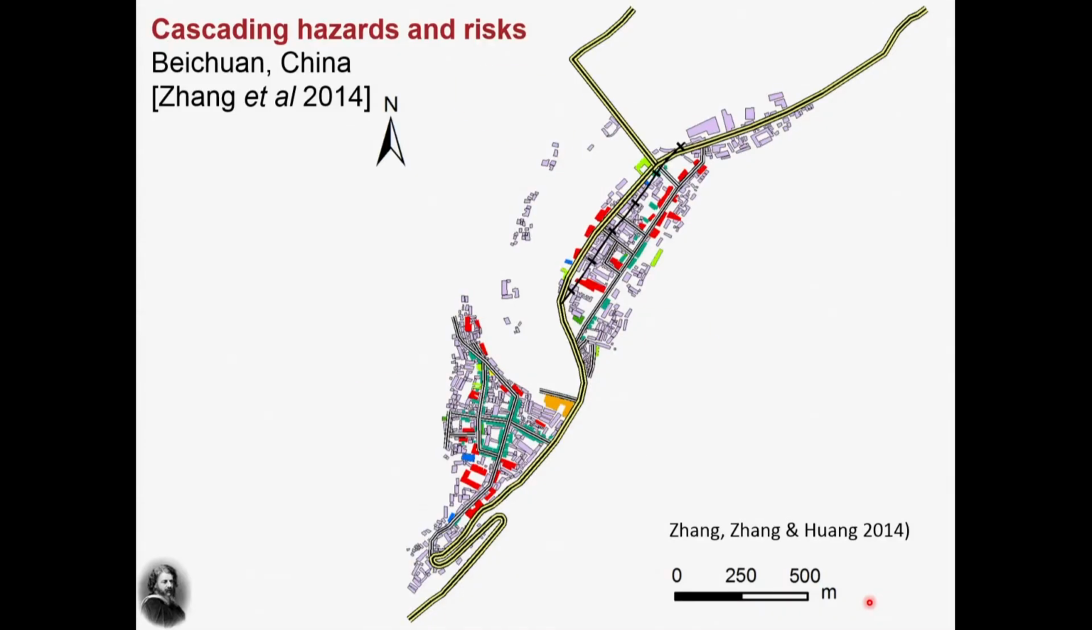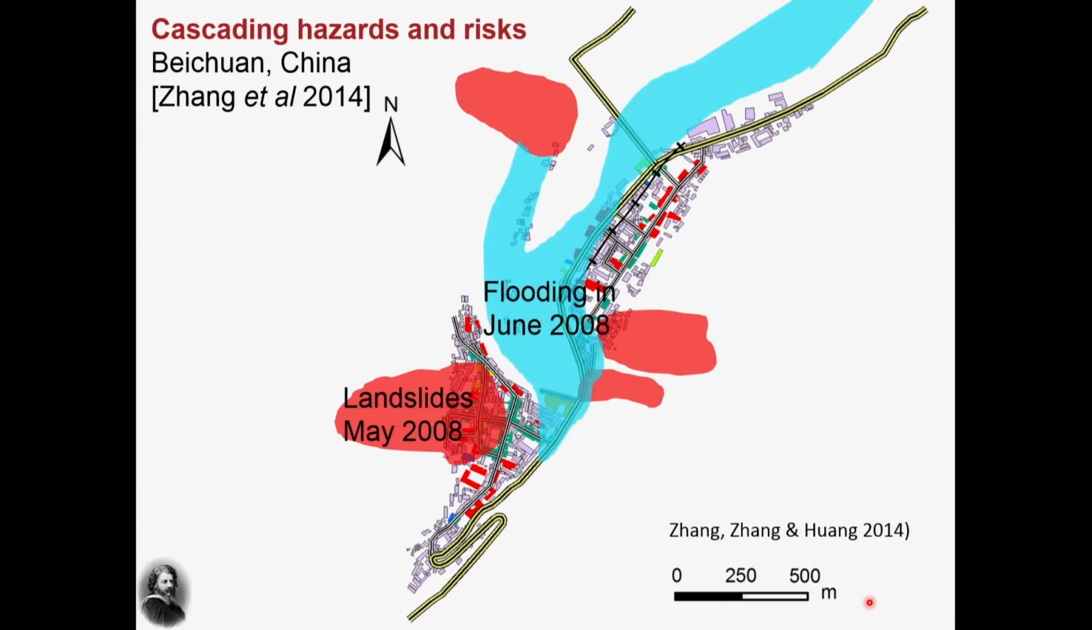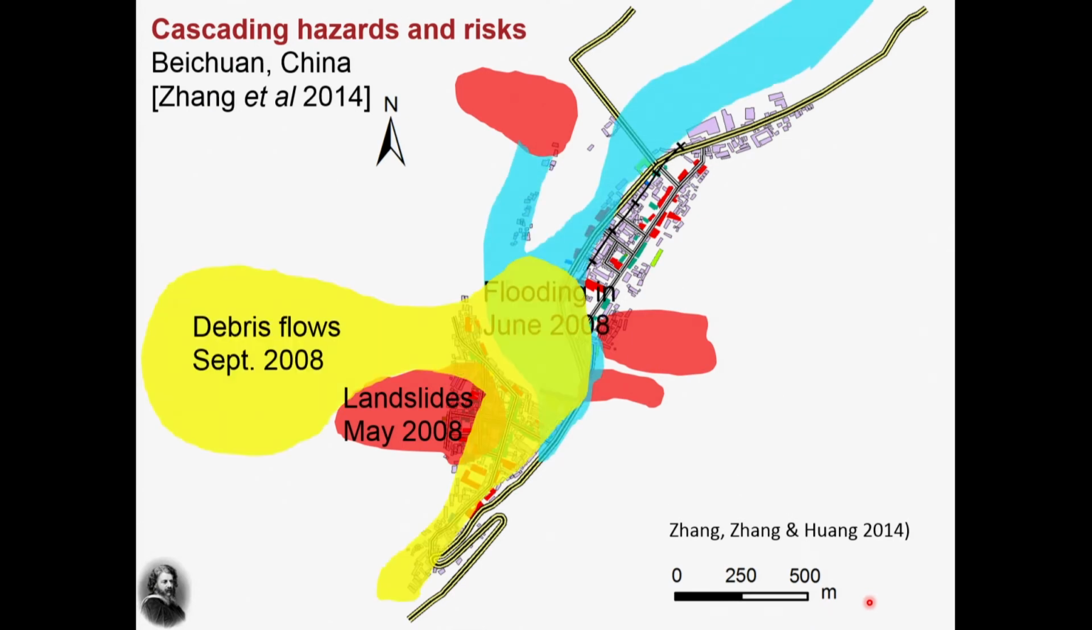This city here was severely damaged. The decision was whether to evacuate or not. The decision, after a study, was to evacuate, and you will see now why this was correct. The earthquake occurred in May 2008, and the landslides followed. Then in June 2008, flooding. September 2008, debris flows due to the weather. And then flooding again in 2013. So the decision to evacuate was correct.